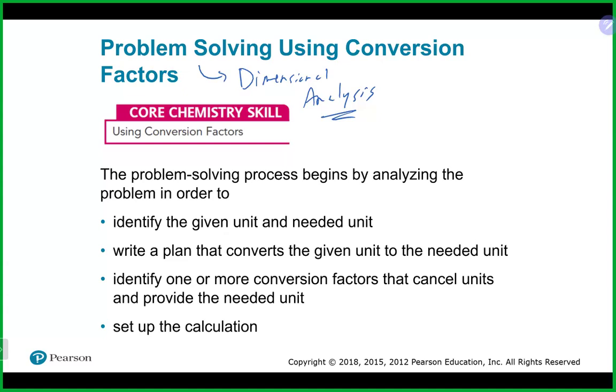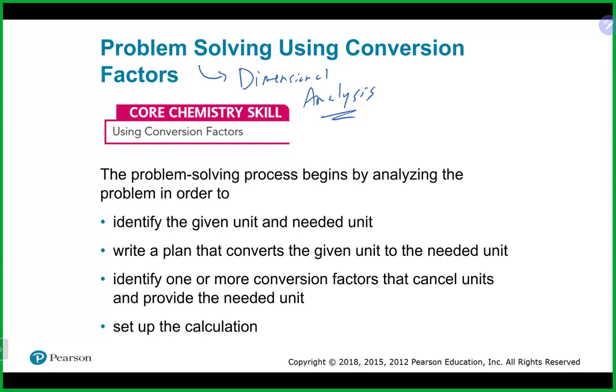Oftentimes it's a really good idea to read the problem, pull out the information, and label what those units are. For example, we see this a lot when we get to the gas chapter. In the gas chapter, there's a number of formulas that you have to use, different gas laws. If you just pull out what is given to you and label it, like, hey, this is a volume or this is a pressure, a lot of times it will actually point you in the right direction of a formula if you need to use one.